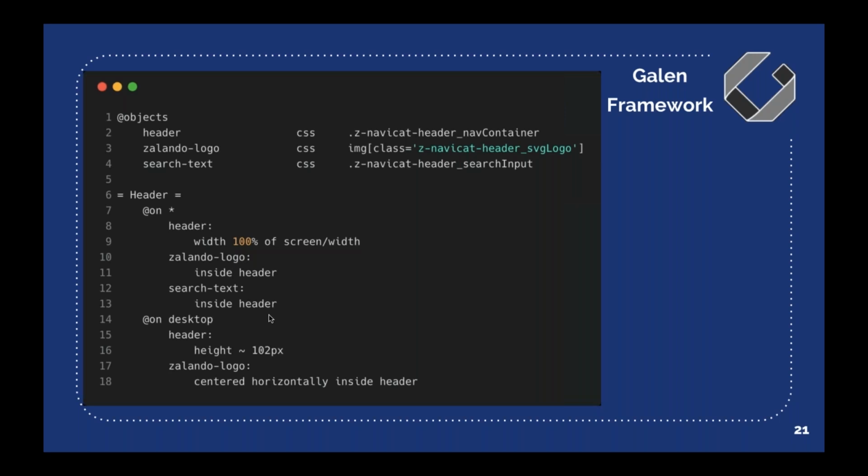So if you say, I am on a desktop, I want to say that the height of the header is around 102 pixels. So there are different comparators or validators, and the logo is always centered horizontally inside the header. You can play with all these rules, and that's how the templates, or if you can call them manifests, of the Galen framework rules work. So let's move on.